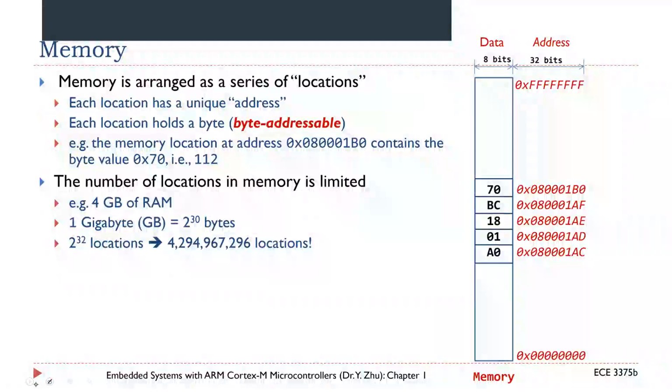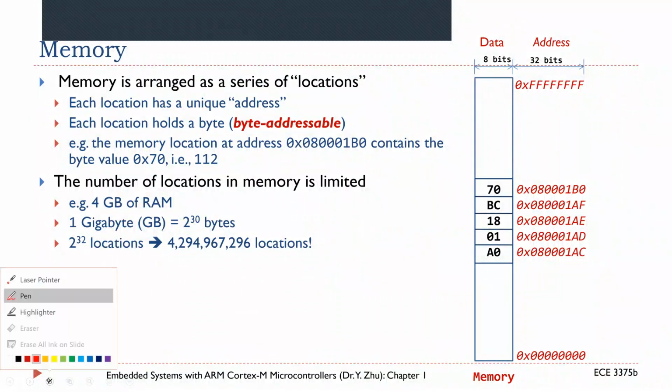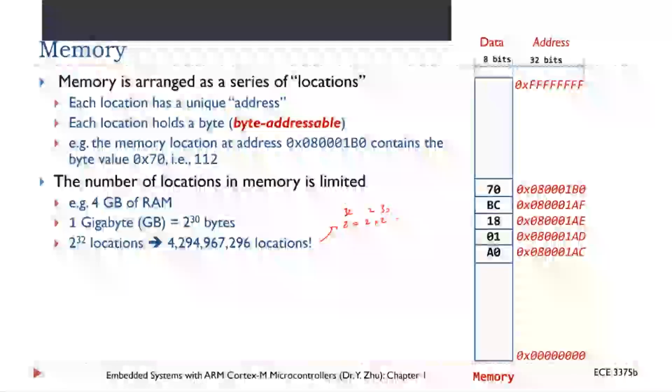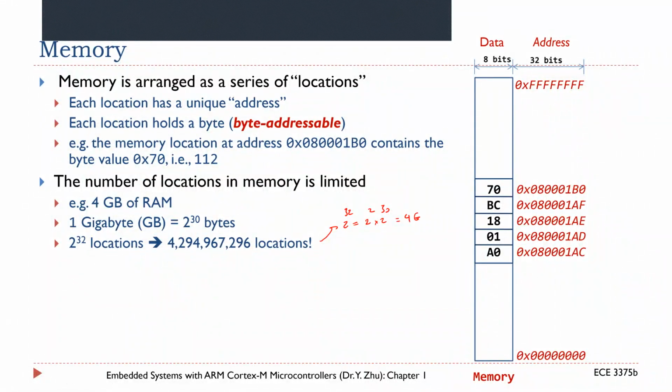With a 32-bit location. As I mentioned before, we will talk about the memory in more detail in the next unit. But for now, we can write 2 to the power 32 as a product of 2 to the power 2 times 2 to the power 30. Then 2 to the power 2 is 4, and 2 to the power 30 we define as a giga. So 2 to the power 32 locations, and each location would be a byte, so it's going to be 4 gigabytes, as you can see here.